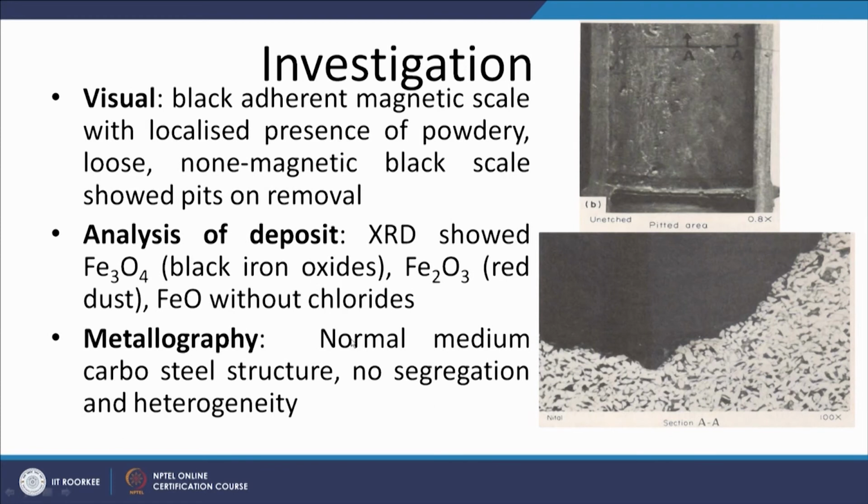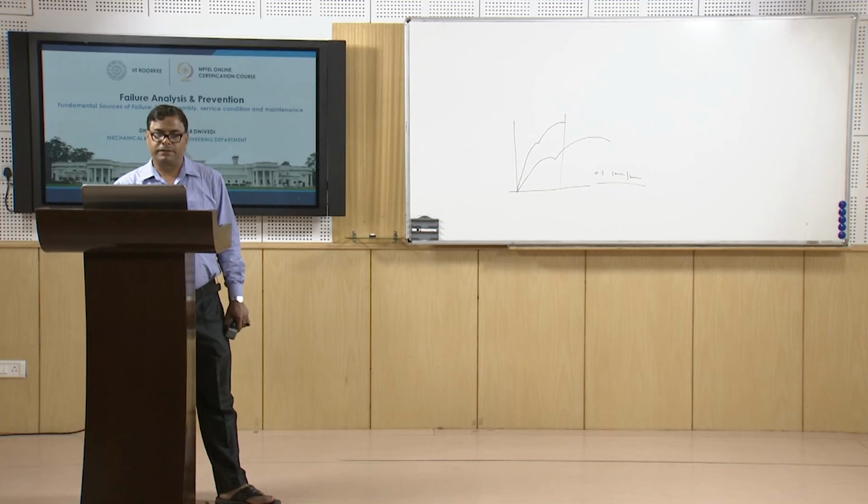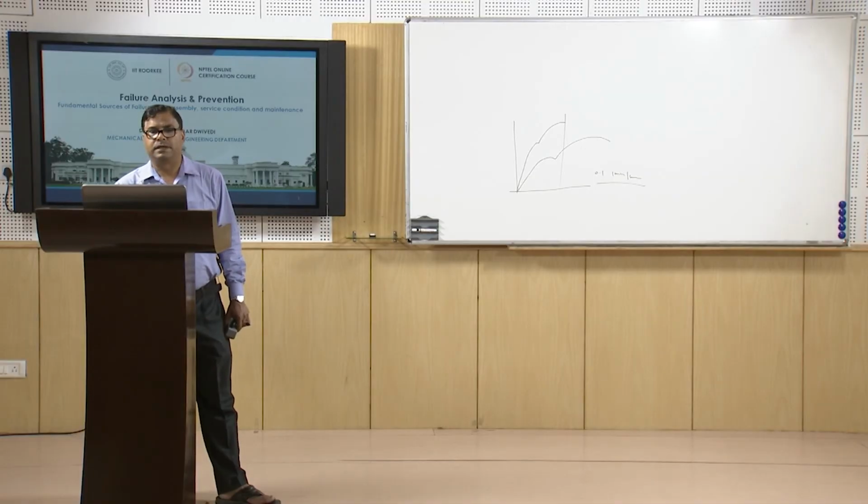The metallography of the superheater tubes also showed that the carbon steel has the normal structure of ferrite and pearlite, and there is no segregation or heterogeneity. After this analysis, it was observed that the absence of chloride showed no SCL effect from the SCL used for cleaning of the tubes, because the SCL was being used to remove the dust and the rust.